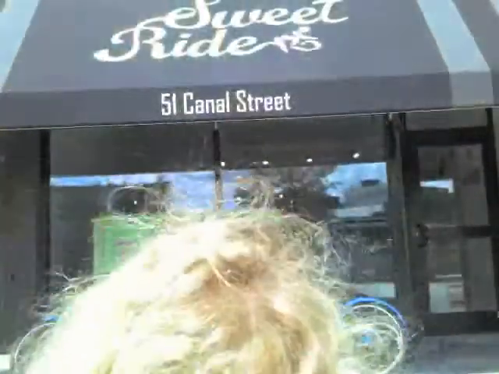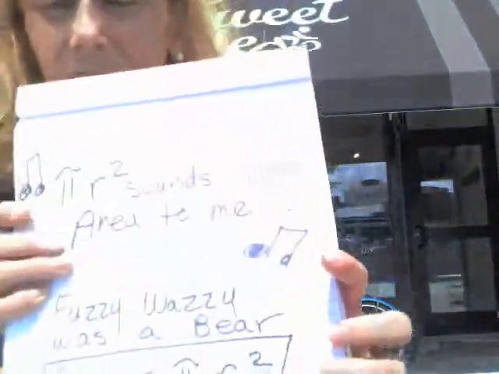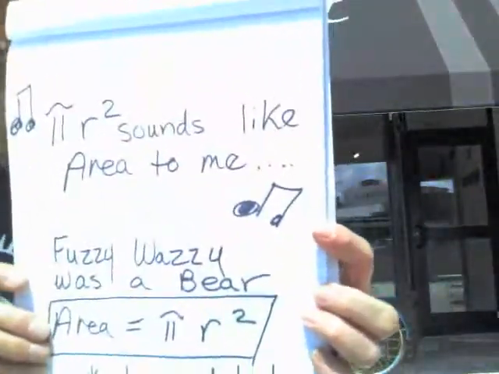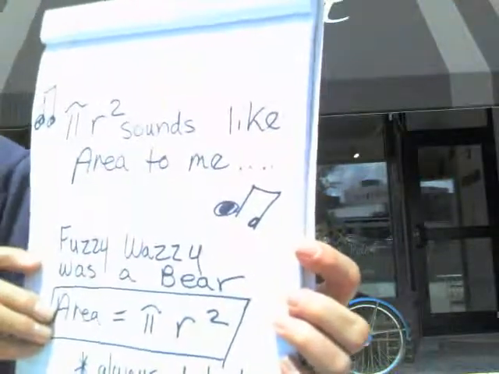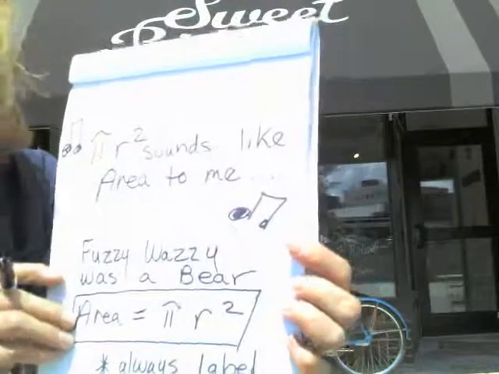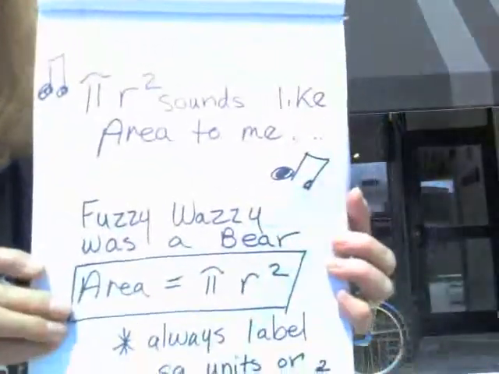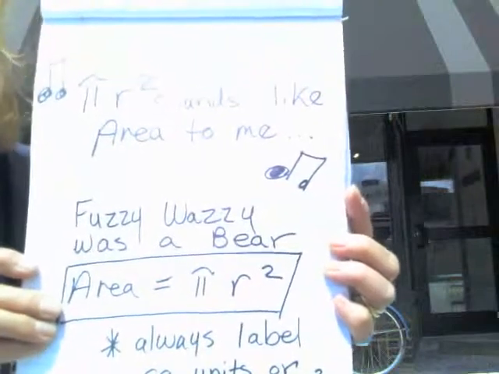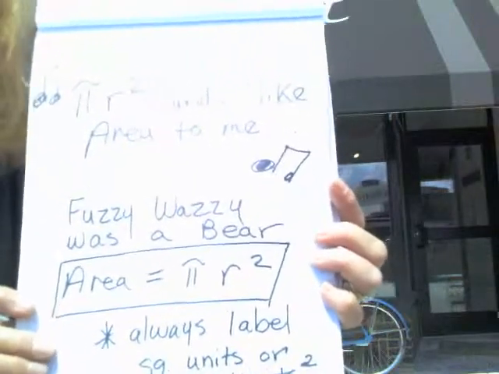So let's do our little song, our little ditty for this. And I know you know it. Here it is. You can copy it and I will sing it. Pi r squared sounds like area to me. That's another video, I'll tell you the rest of it. But you know it, I'm sure. Try it again. Pi r squared sounds like area to me.